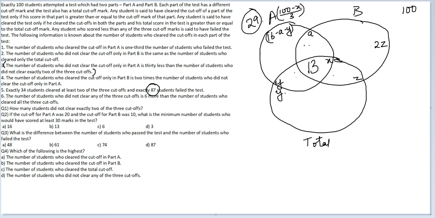Then they tell me the number of students who did not clear any of the cutoffs is 6 more than the number of students who cleared all the three cutoffs. Students who cleared all the three cutoffs is 13. So people who did not clear any of the three cutoffs should be 19. This is also known.